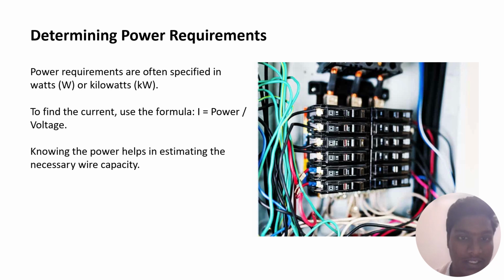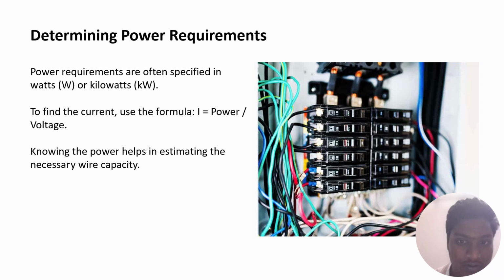Next, determining power requirements. Power requirements are often specified in watts (W) or kilowatts (kW). To find the current, use the formula I equals power divided by voltage. Knowing the power helps in estimating the necessary wire capacity.